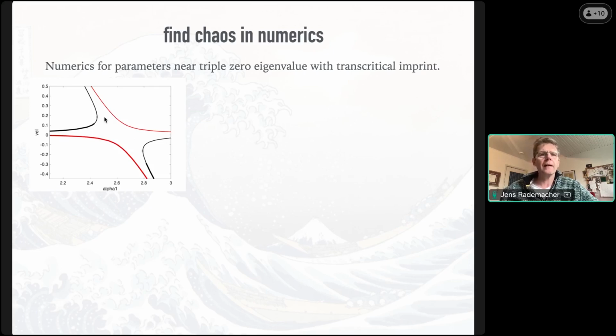The black and the red are for different values of epsilon in this case. And it's because epsilon is non-zero that we do not get the transcritical bifurcation exactly, but it's broken up. But you should think of this cross here. Whenever you have the transcritical, two linear branches crossing, you can break it in two ways. One is where the black curves are, and one is where the red curves are.